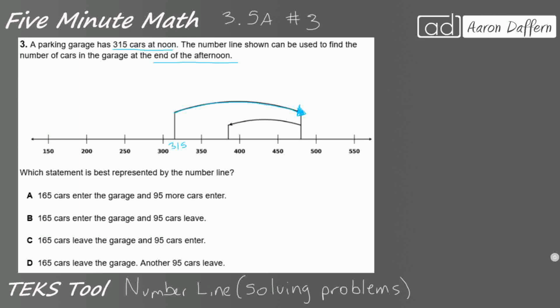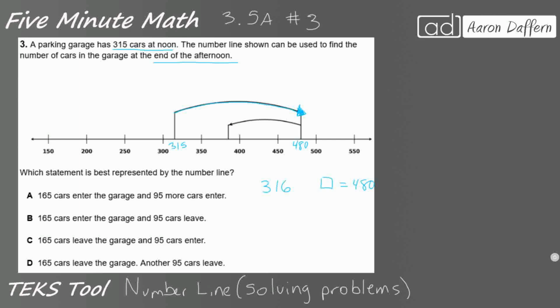But we've got an arrow moving from 315, and it looks like it's going to, let's call this about between 450 and 500, a little bit closer to 500. Right in between would be 475. It looks like that's going to be about 480. All right, so look what we're doing. We're getting from 315 and we're ending up at 480.